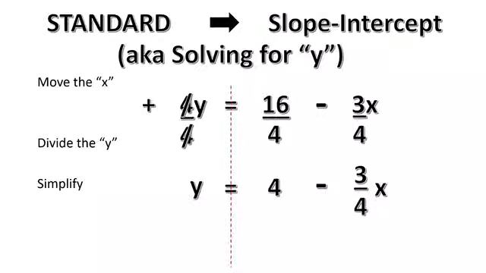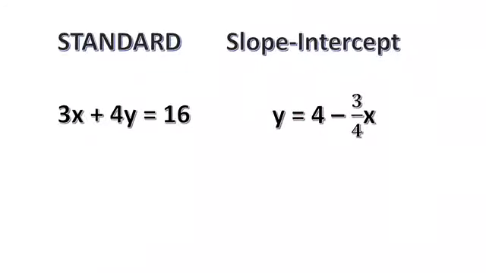And we're left with y equals 4 minus 3/4x, which is the same as y equals negative 3/4x plus 4. The slope-intercept form of our original equation. We just rearranged an equation that was given to us in standard form into slope-intercept form.